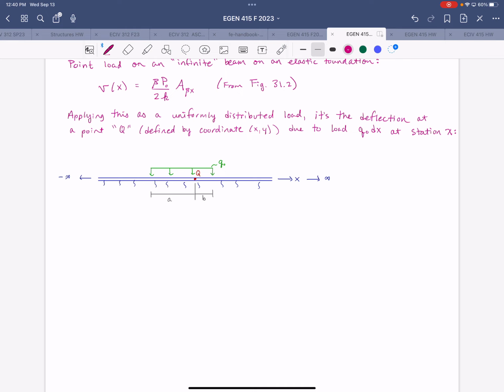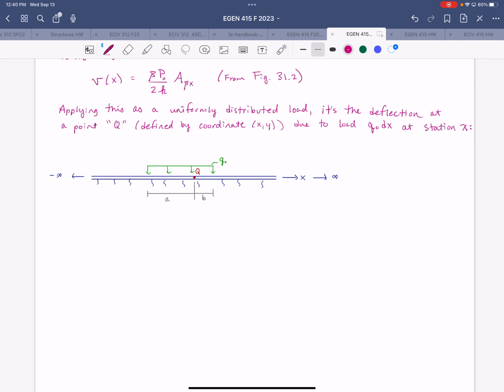So for a given finite segment dx of that load and along that length of that beam, what this expression would evaluate would be the contribution of the load over dx to the deflection at point Q.